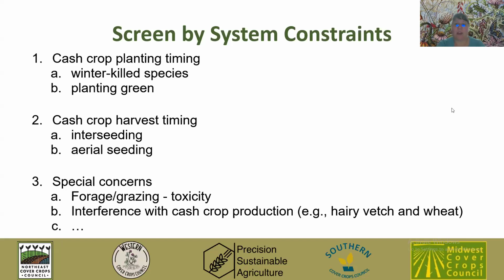So the most obvious ones are the cash crop planting and harvest timing. There are ways to get around the fact that, obviously, your main goal is to grow the cash crop, not the cover crop. For example, with cash crop planting, you may want to think about the cover crop that comes before it. If you're worried about getting in the field in time to plant that cash crop, you may want to plant a winter-killed species so that you simply don't have to worry about killing the cover crop in the spring.